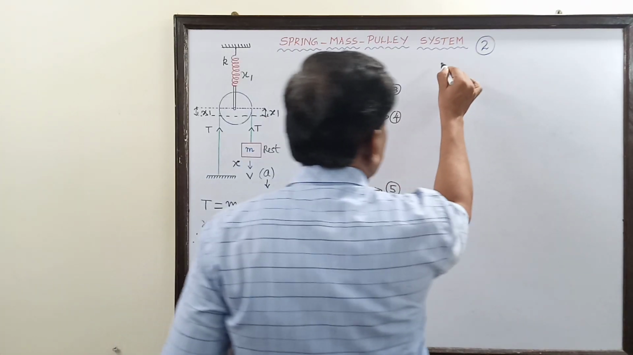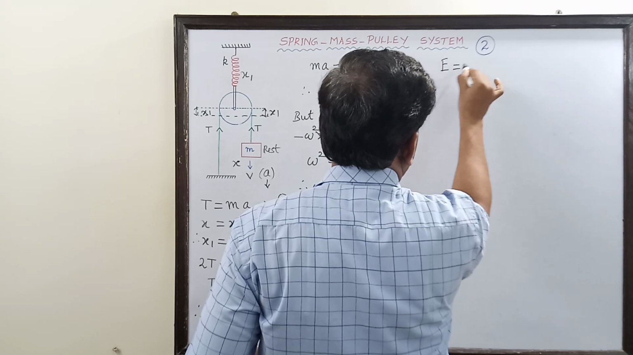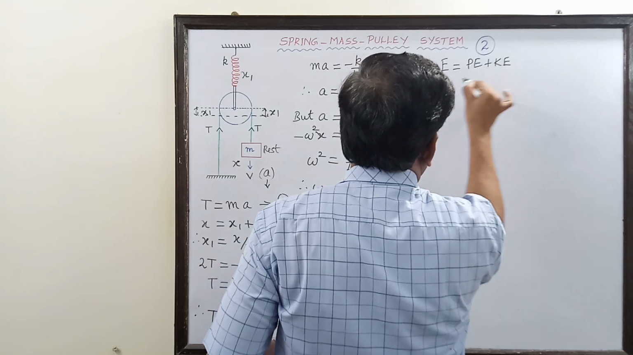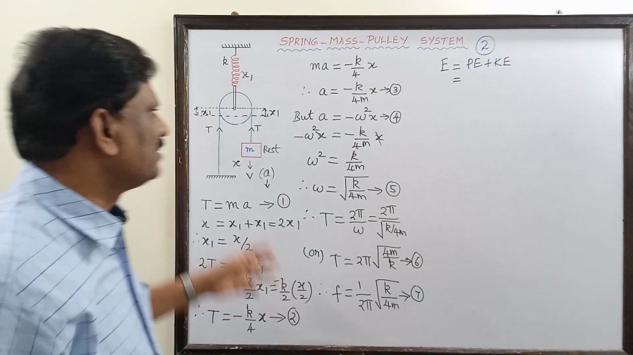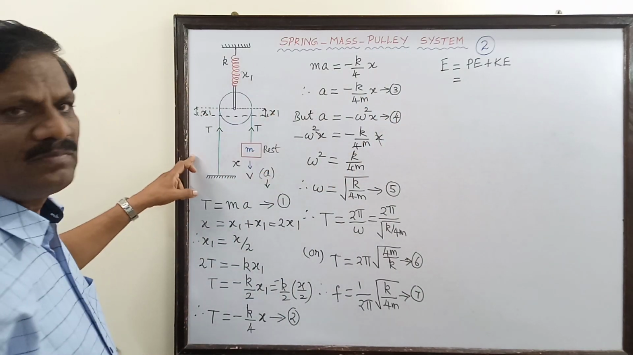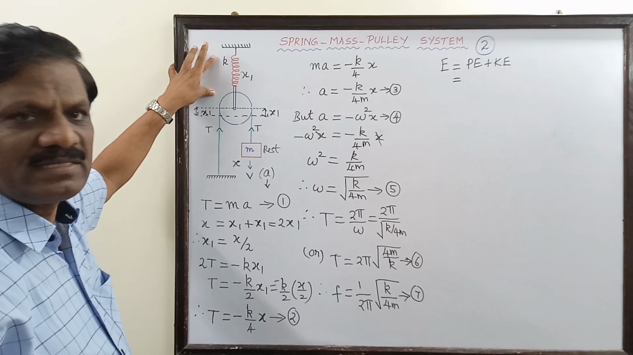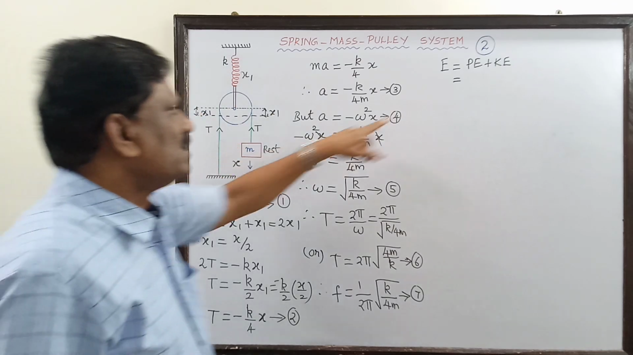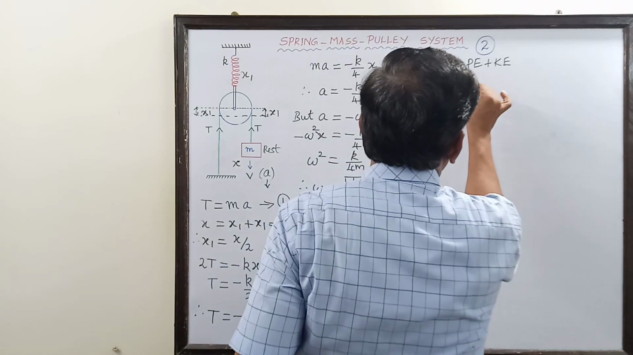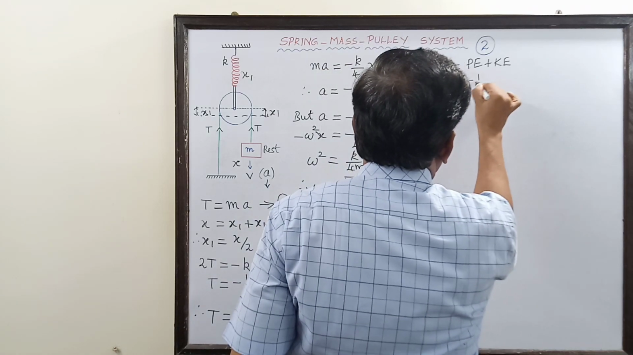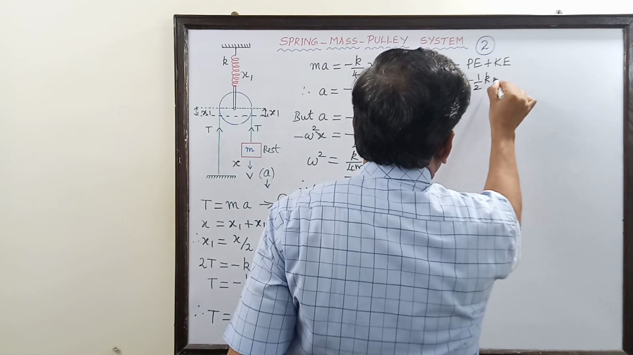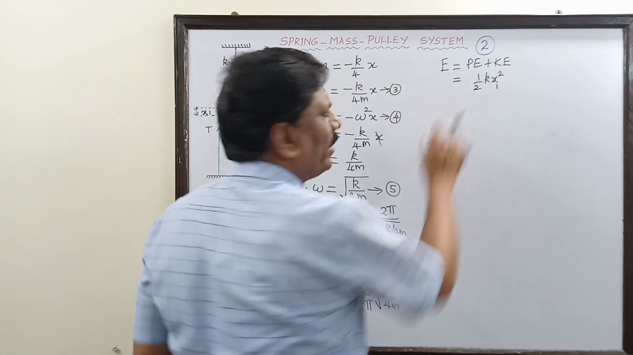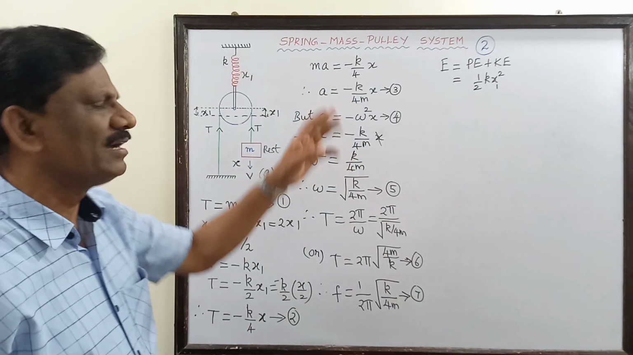So from the conservation of energy, total energy is equal to potential energy plus kinetic energy. So the potential energy of the system plus kinetic energy of the system. Potential energy is stored in the spring, kinetic energy is stored in the movement of the mass. So the potential energy of the spring is minus half k x1 square, or only the magnitude I will take. It is half k x square.